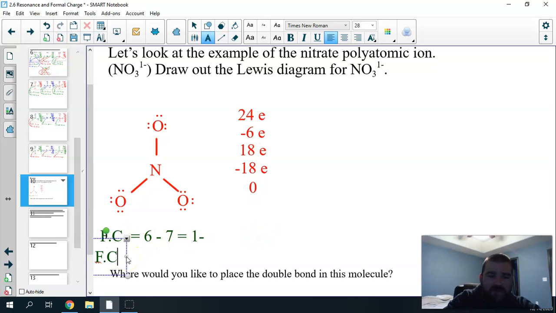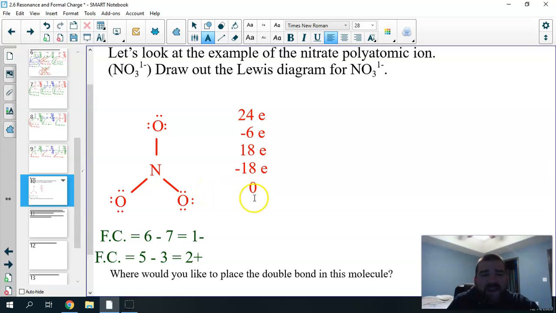Let's do the next one: formal charge of the nitrogen in the middle. 5 valence electrons minus 1, 2, 3 dots and dashes. Also not great. Currently, the way we have the electrons arranged, we have a -1 on all of our oxygens and a +2 on our nitrogen. That's not good. We want these to be 0. The other thing you'll notice is that the octet rule for nitrogen is messed up. We only have 6 electrons, so that could be another indicator to help us out.